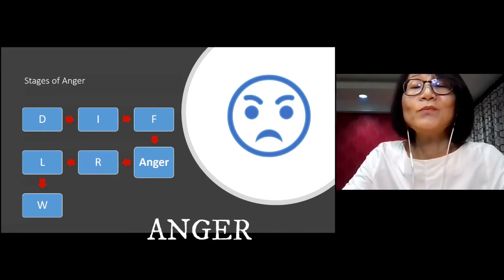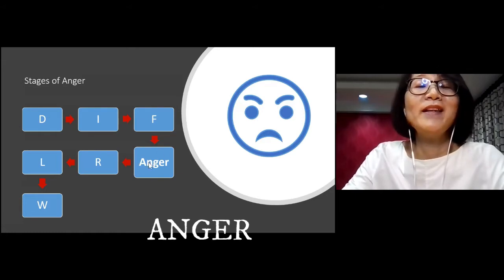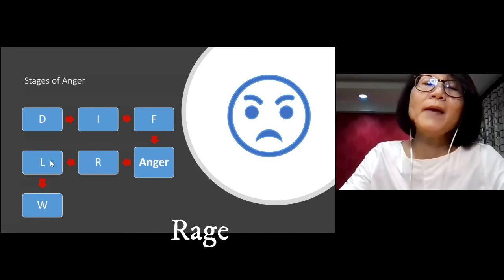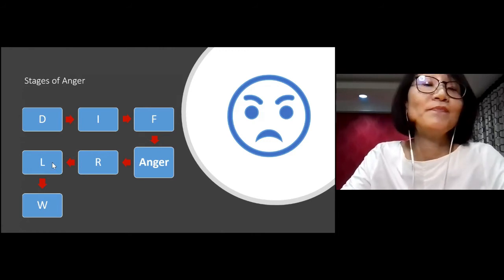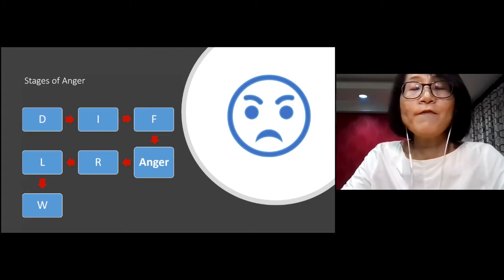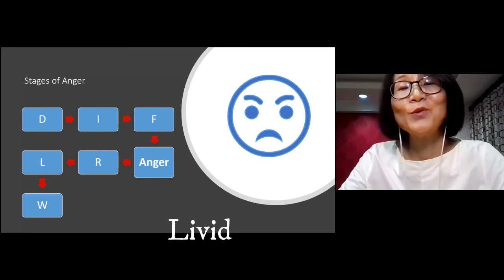Now from anger, if we don't manage it, we don't take care of it, it's going to be boiling here, and it might give rise to a more intense feeling. Yes, that's rage. And what might be L? Anyone can guess what L might be? It's another word to describe an intense feeling of anger. Not lost control, it's only a 5-letter word. Lashing out is 2 words. Livid, yes. Thank you, Lim.